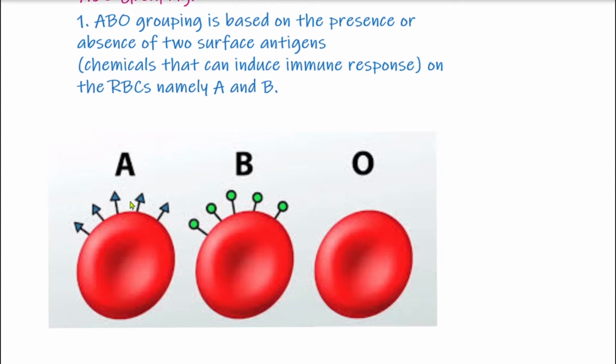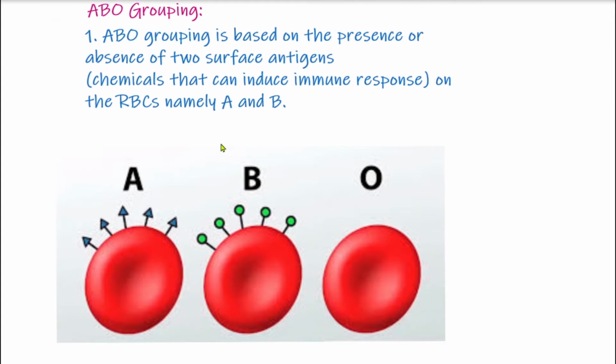So the person carrying antigen A over the surface of their RBCs is said to have blood group A, whereas the person having the B antigen over the surface of their RBCs is said to have the B blood group. And the person who has neither the A antigen nor the B antigen is said to have the O blood group. So students, there are two surface antigens, A and B, on the surface of RBCs.